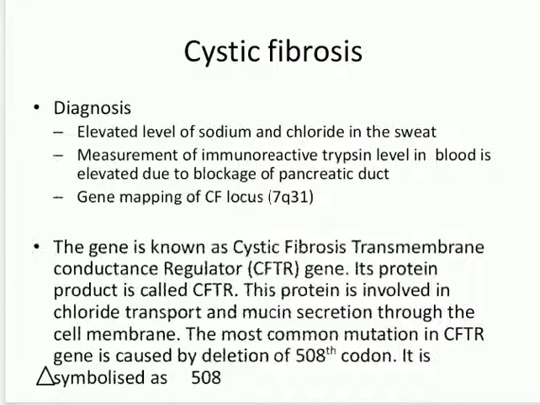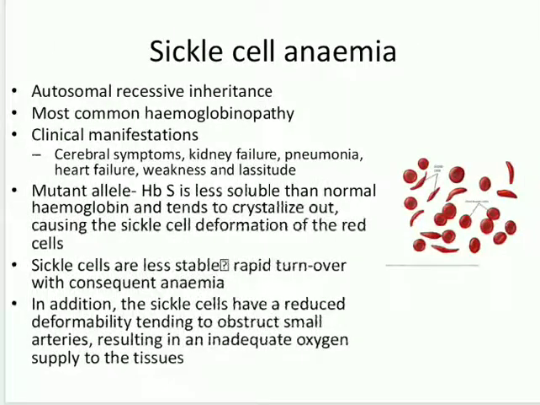Okay. So diagnosis, how to diagnose it? If you take the sweat of the patient, there will be elevated sodium chloride levels. And if you take the blood of the patient and measure the immunoreactive trypsin level, that will be elevated because of blockage of the pancreatic duct. And gene mapping of the CF locus can be done to the long arm of the 7th chromosome.